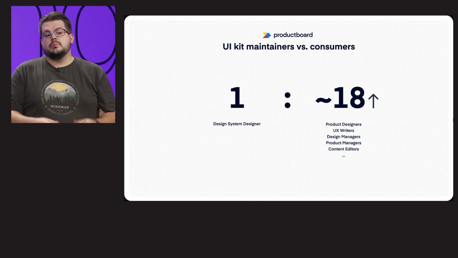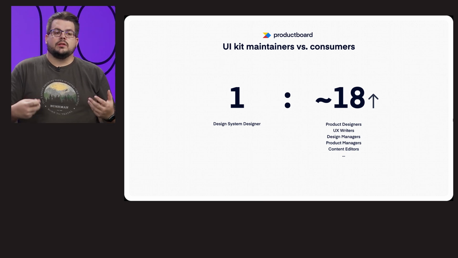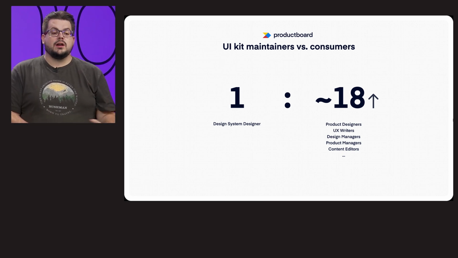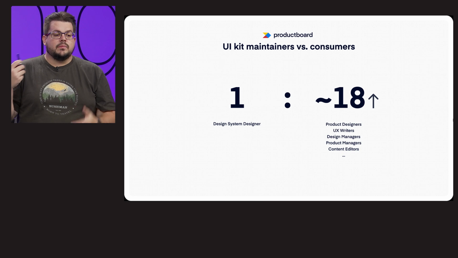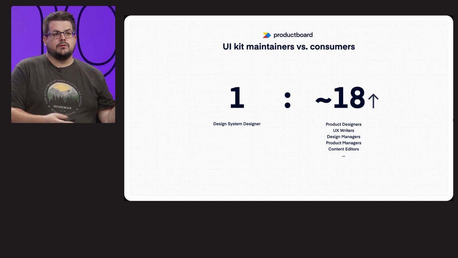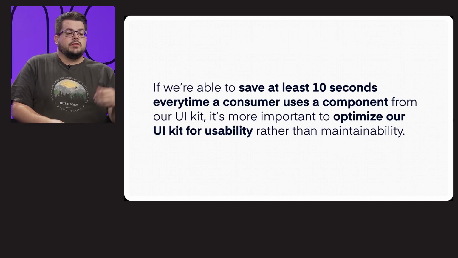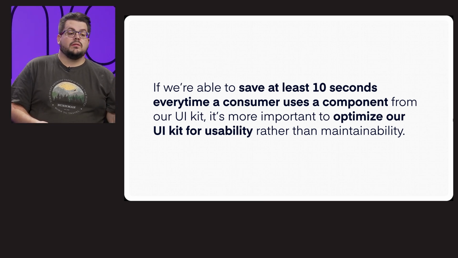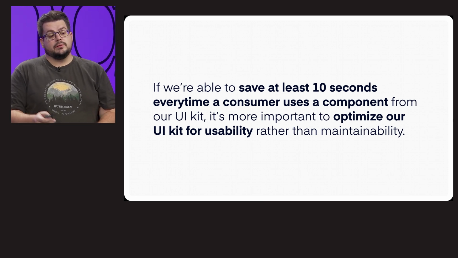Which means that the ratio between people who maintain the UI kit and people who consume the UI kit is 1 to 18. And this ratio will definitely grow in the future because we are hiring more product designers, more writers, more product managers, and we won't have like 5 and so on, system designers. So if we are able to save at least 10 seconds every time a consumer uses a component, it's more important for us to optimize our UI kit for usability rather than maintainability.